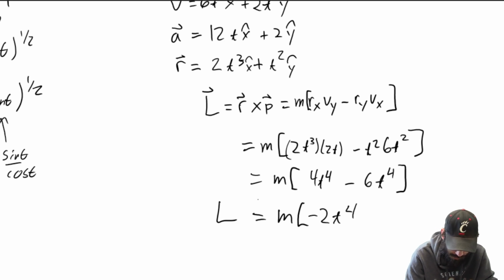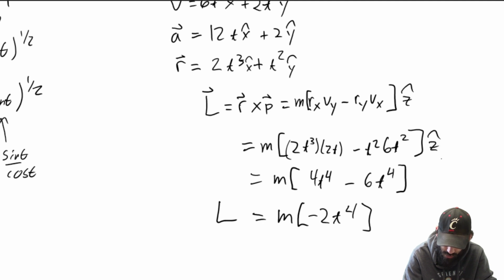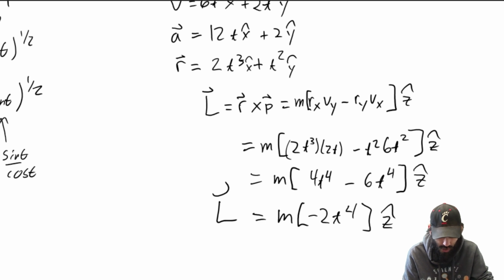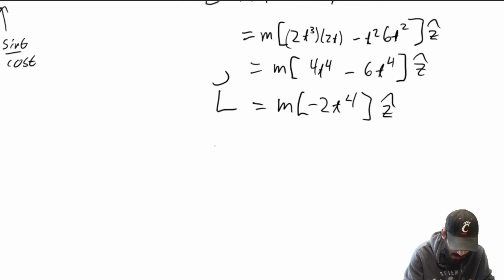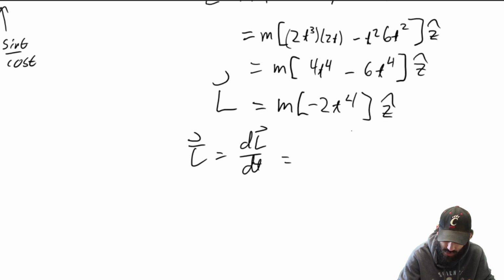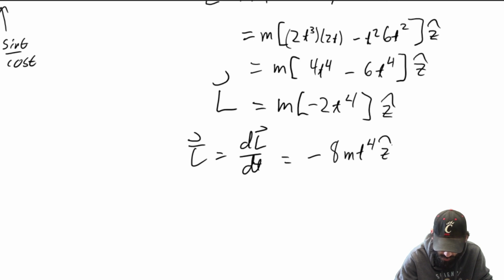So here's our L, okay? And in principle, we had this in the z hat direction. Z hat, z hat, z hat, L vector. Now, we know, because we've proven it when we used this before, that the torque is going to be equal to dL/dt. So I can take a time derivative of this, and when I do that, I end up finding this is going to be 8mt to the fourth z hat.